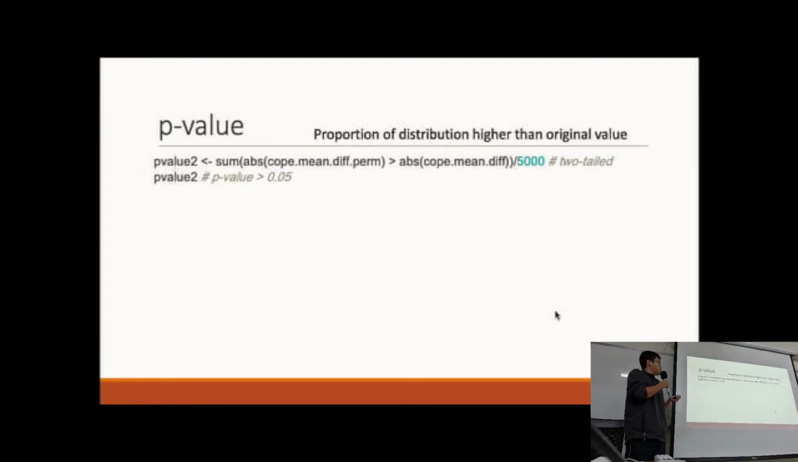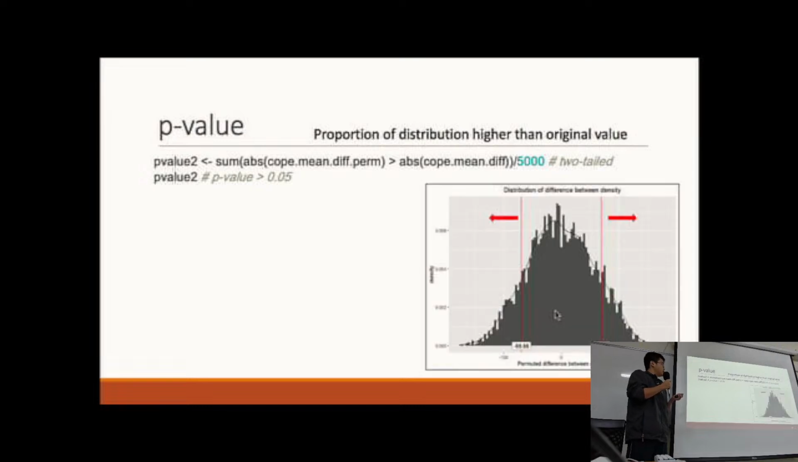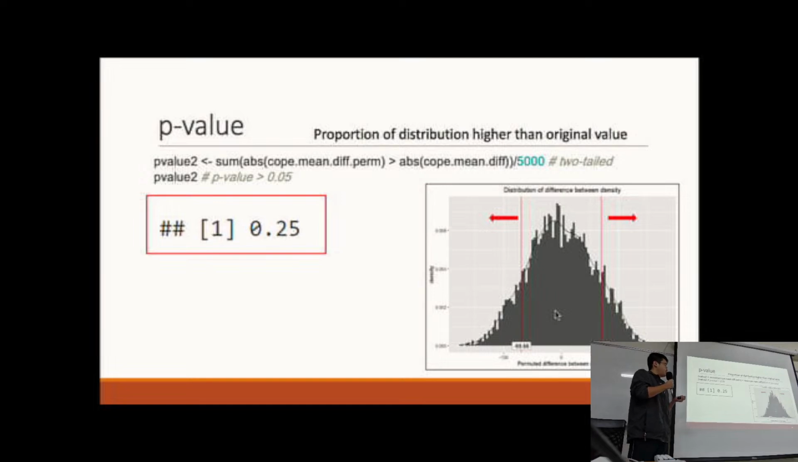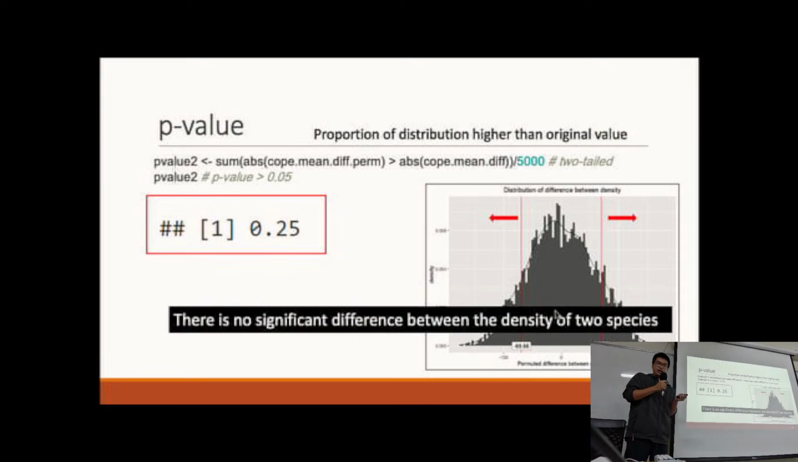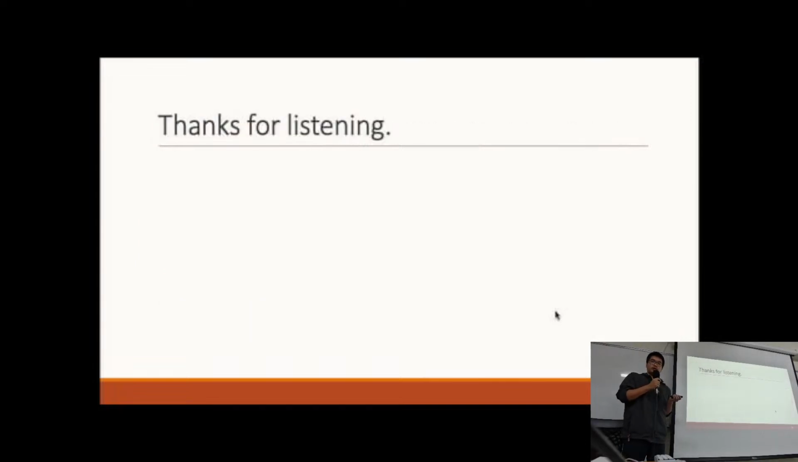And finally, I get a p-value from similar code. I get the p-value of 0.25, so I conclude that there is no significant difference between the density of the two species. And that is the end of my presentation.